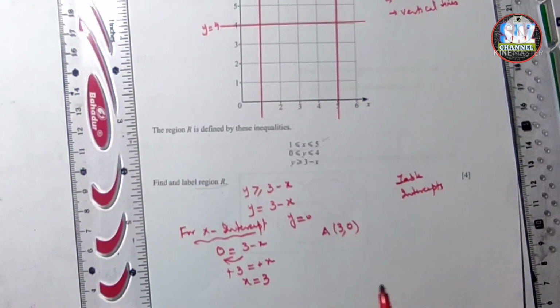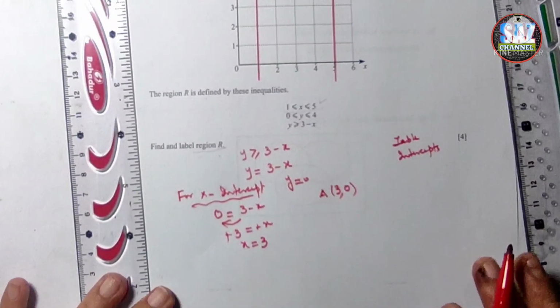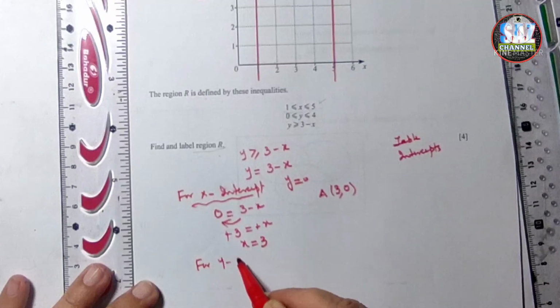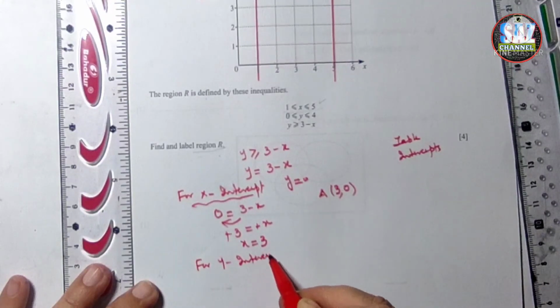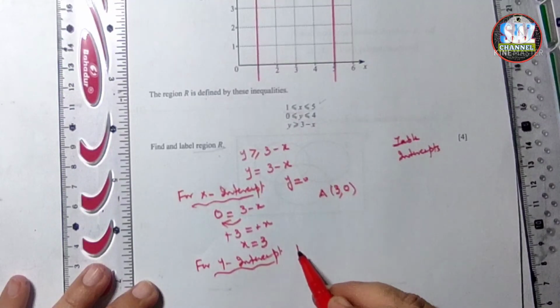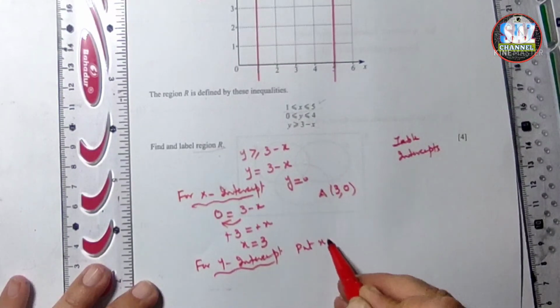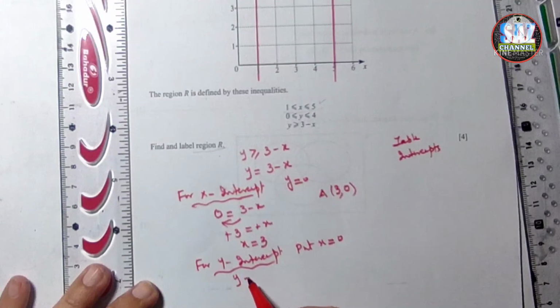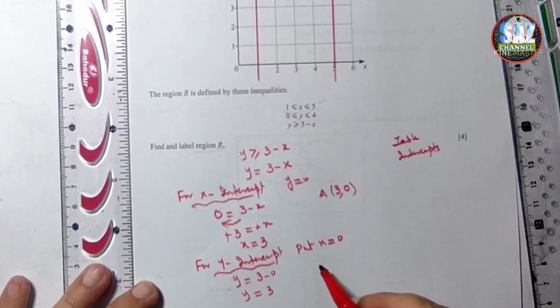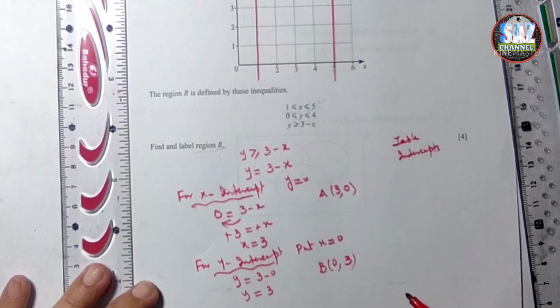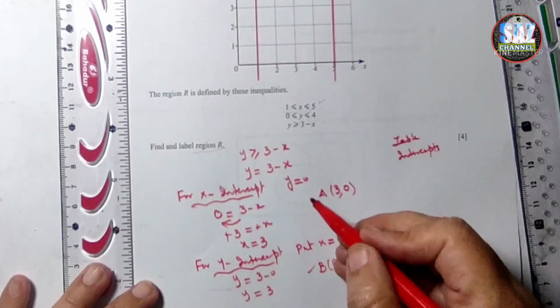For the y-intercept, what we have to do is put x equals 0. When I'm putting x equals 0 in the given equation, y equals 3 minus 0, so y equals 3. So the point will take the form 0 with 3. So I have two intercepts with me.